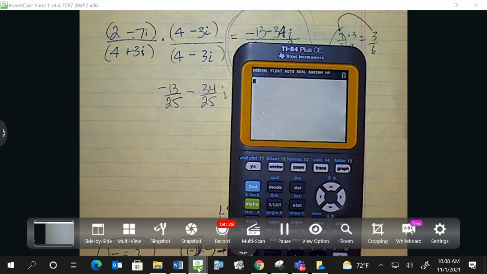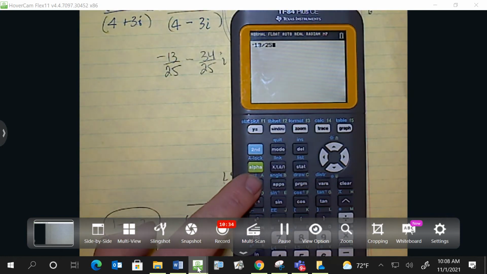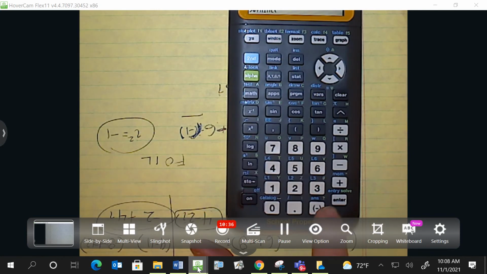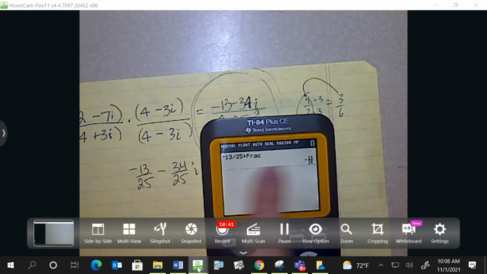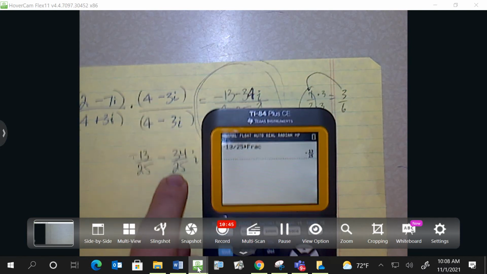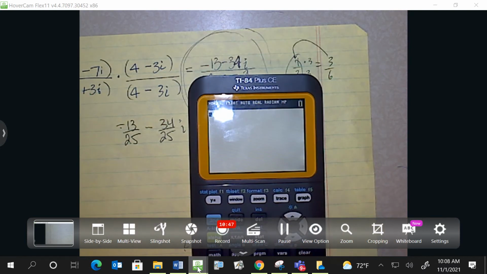Please practice with me. Type in negative 13 divided by 25. And now on the left-hand side, you're going to find a math key. Hit it one time. On the bottom, you're going to find enter. Hit it twice. This tells me that this is in fully reduced form. It cannot be reduced any further. Let's do the next one. Don't attach the i to it.